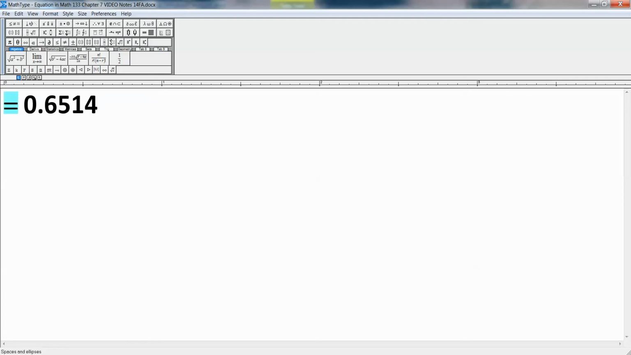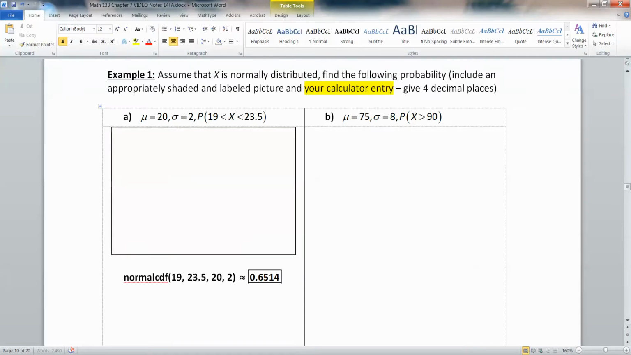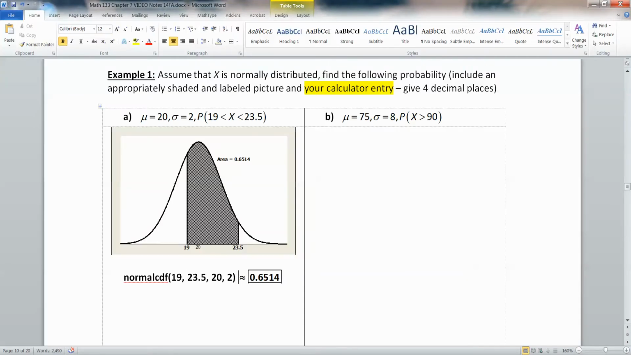Technically, that's an approximation because, of course, there are more decimal places there. So I'll use the approximation sign. And you're done. That's it. That's all there is to it. Simple as that.